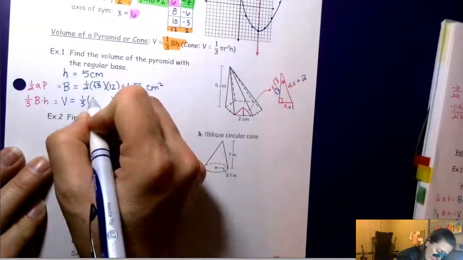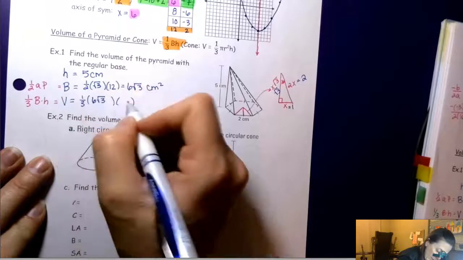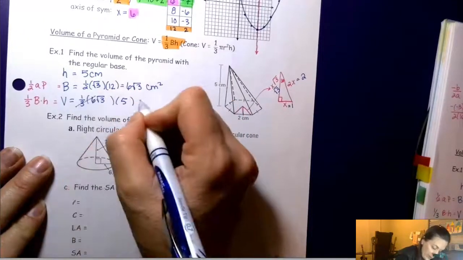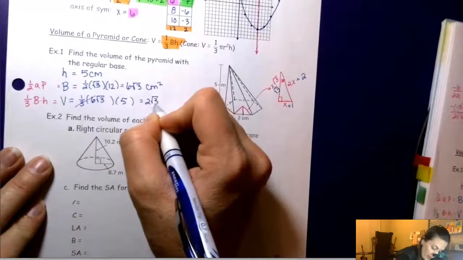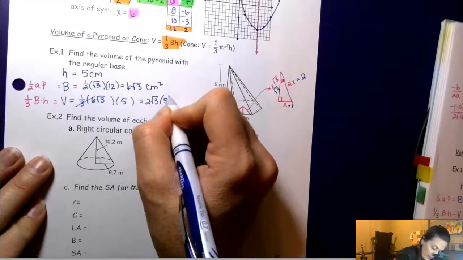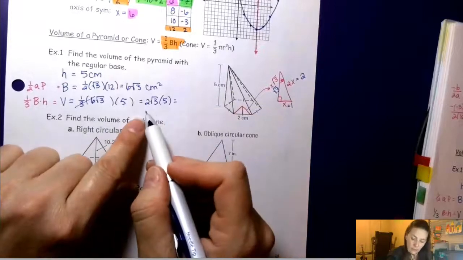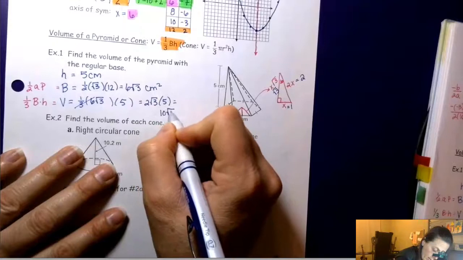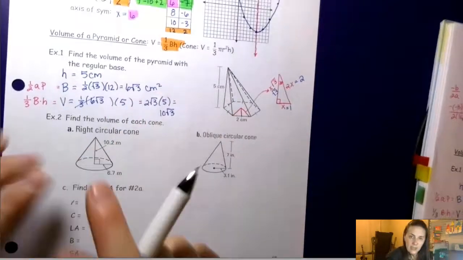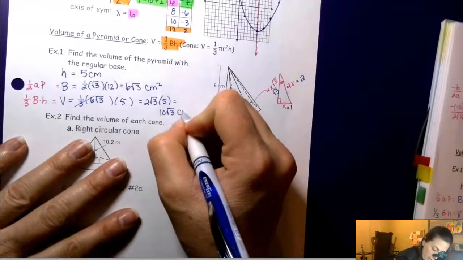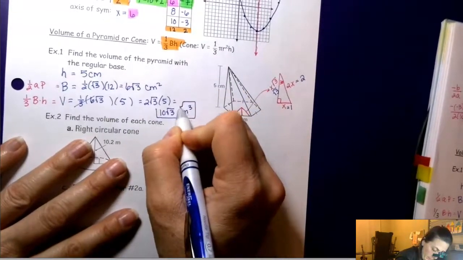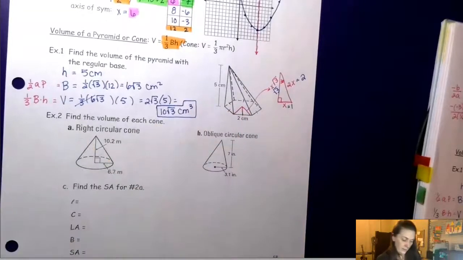Area of the base is going to be 6 root 3 times my height, that's 5. 1/3 of 6, I'm going to get 2 root 3 times 5. I can multiply that by the front coefficient. I end up with 10 root 3. Now remember, it's a volume, so this time my units are going to be cubed. And there we go. Very, very similar problems here.